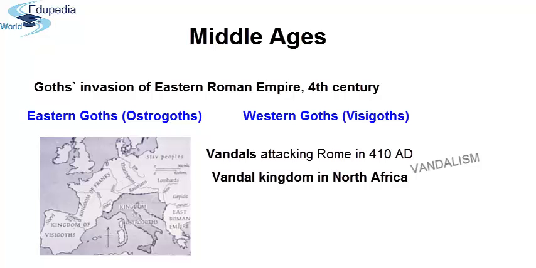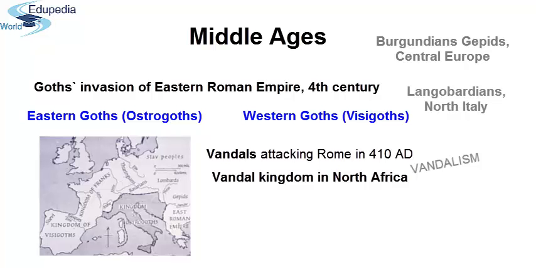There were many other, mostly Germanic tribes that settled in Roman Empire territories. The Burgundians and Gepids settled in Central Europe, the latter one in Pannonia. Lombardians settled in North Italy. Suebi came to Spain from Germany. Suabia region in Germany was named after them.